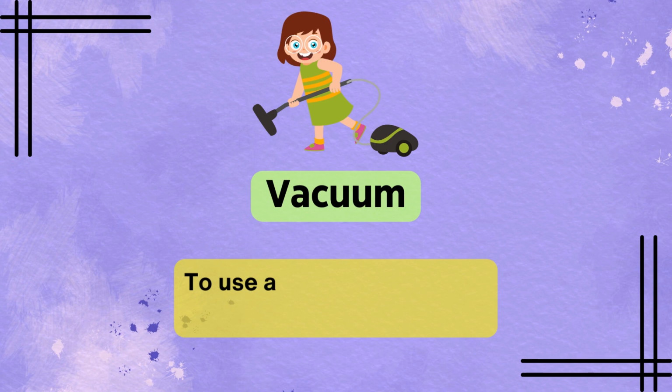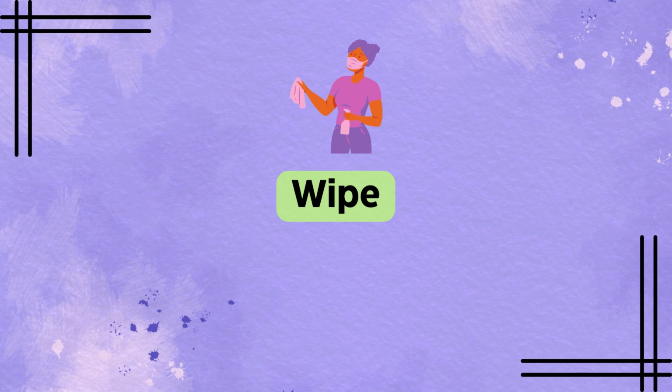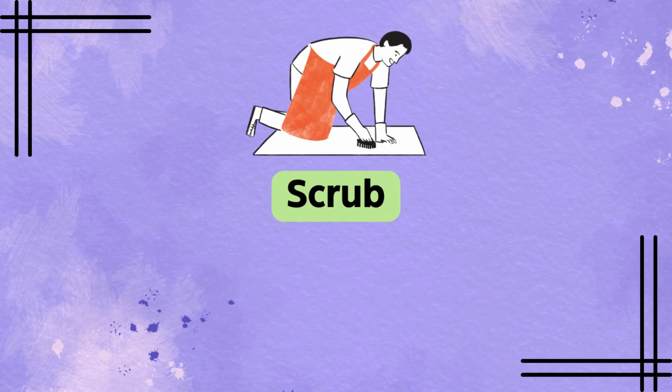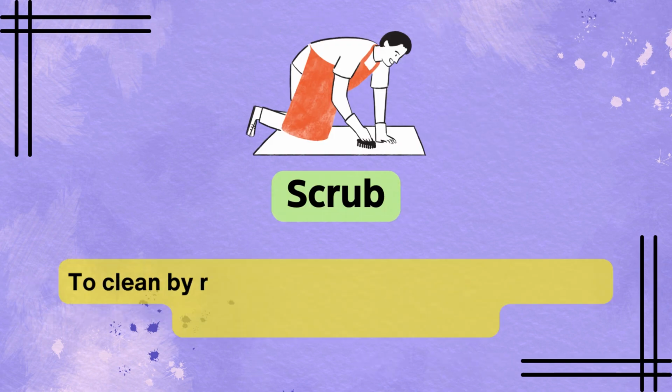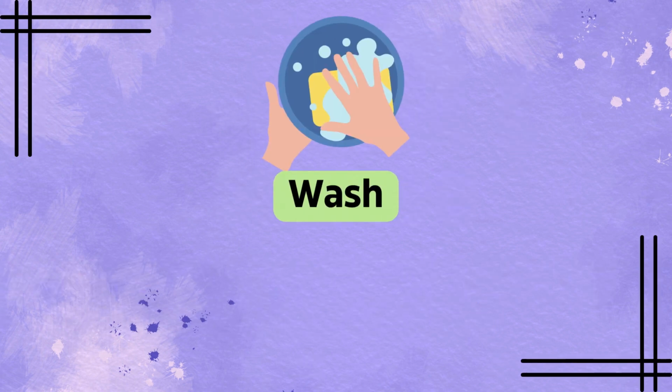Vacuum. To use a vacuum cleaner to clean carpets or upholstery. Wipe. To clean or dry surfaces using a cloth or paper towel. Scrub. To clean by rubbing hard with a brush or sponge, usually with soap and water.